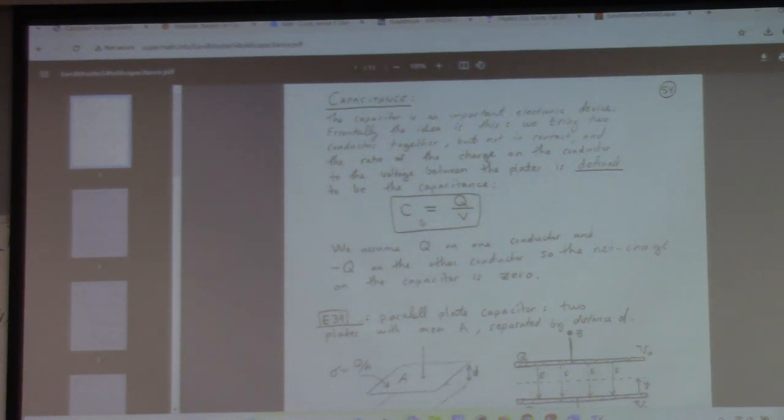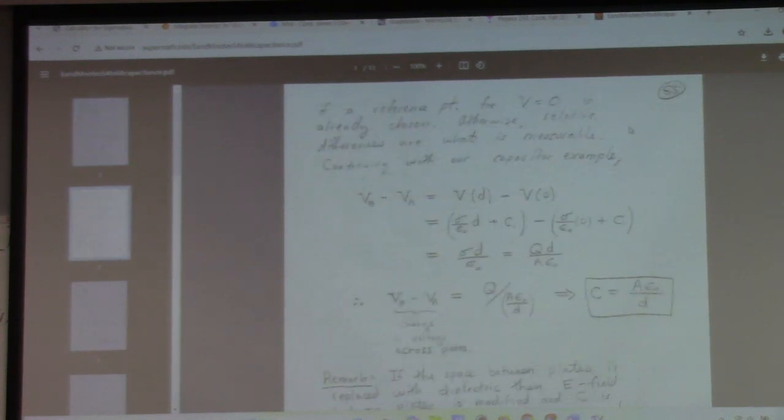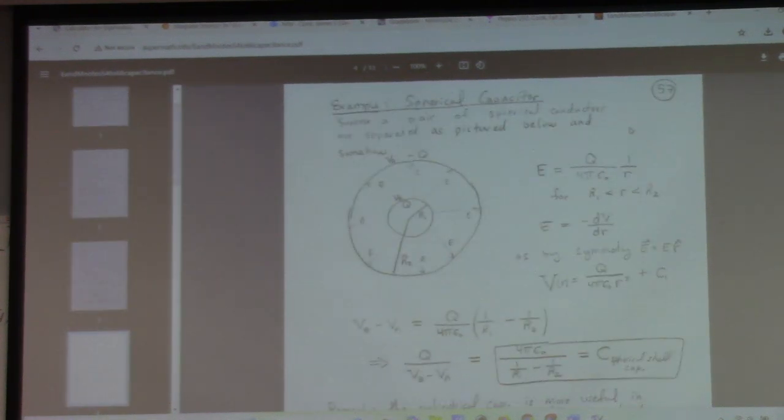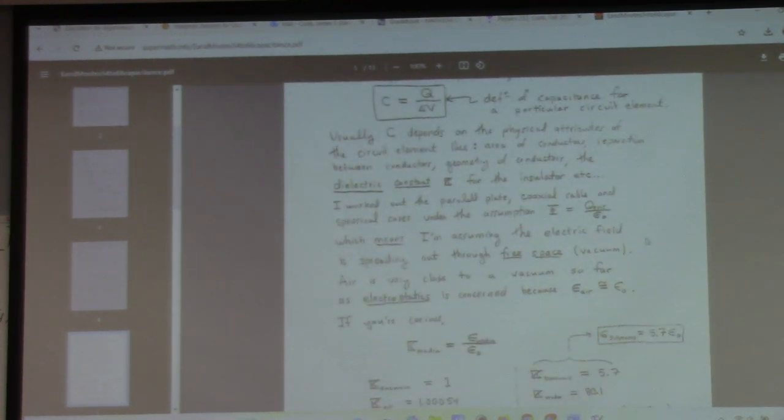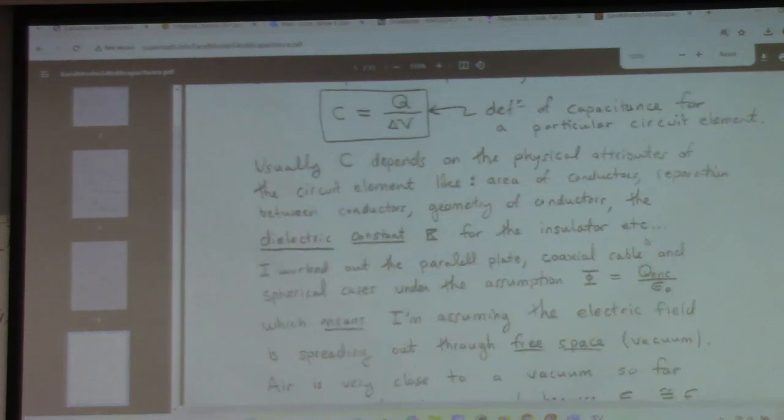But actual physical capacitors are not typically made with air, right? So I have made the assumption that the electric field is spreading out through, let me try to make it bigger here.